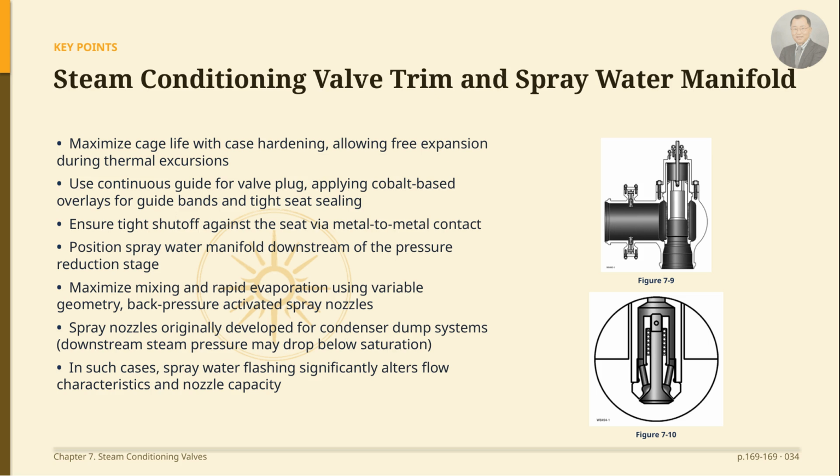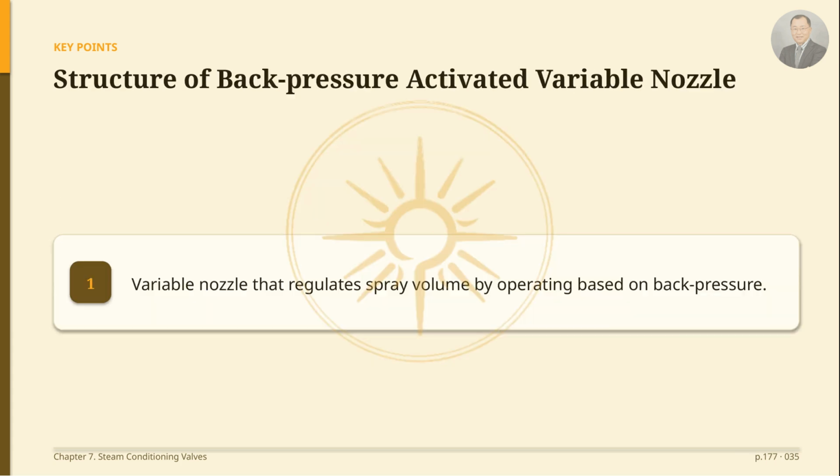This manifold features variable geometry, back pressure activated spray nozzles that maximize the mixing and rapid vaporization of the spray water. These spray nozzles were originally developed for condenser dump systems, where the downstream steam pressure can fall below the saturation level. In such cases, the spray water may undergo flashing, which significantly changes the flow characteristic and capacity of the nozzle at operational critical points. This is a variable nozzle that regulates the spray amount by being activated by back pressure.